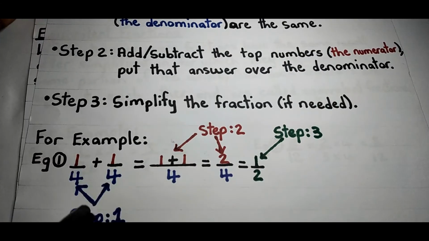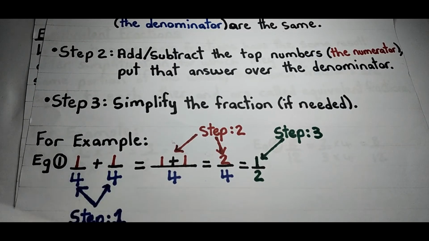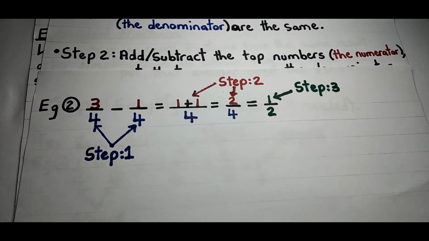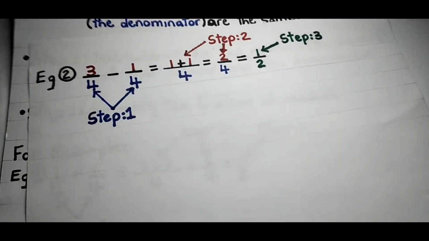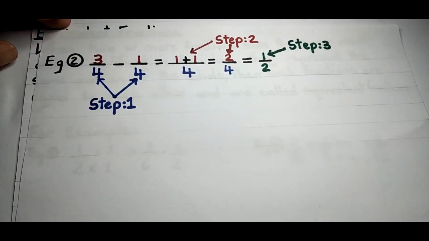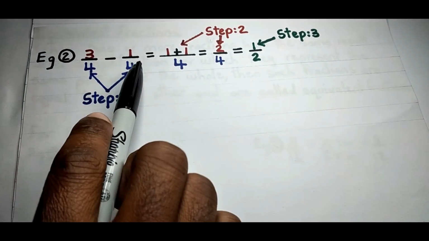I hope you were able to get that. Let's look at a subtraction example. Let's look at this one right here. Here we have 3 over 4 minus 1 over 4.